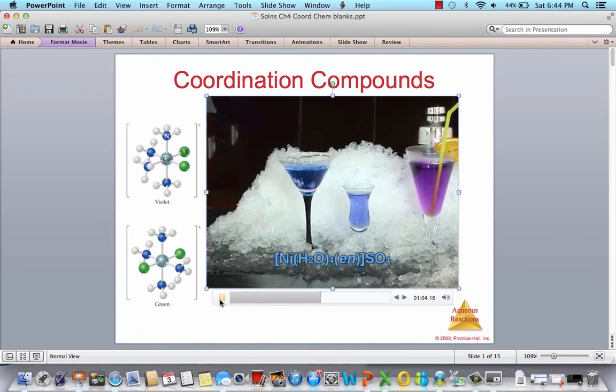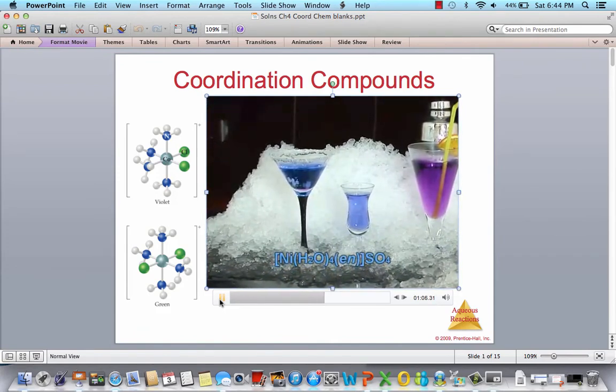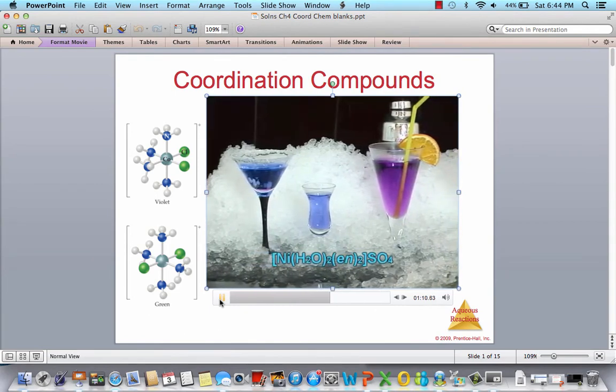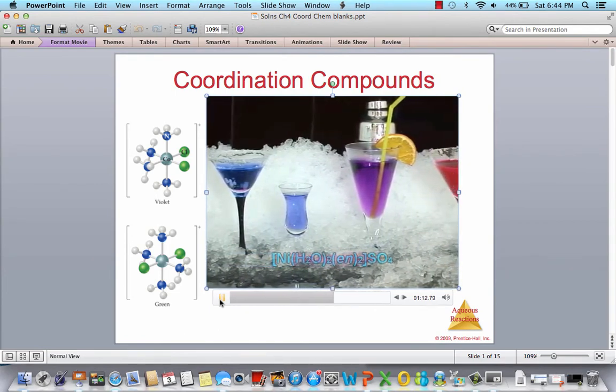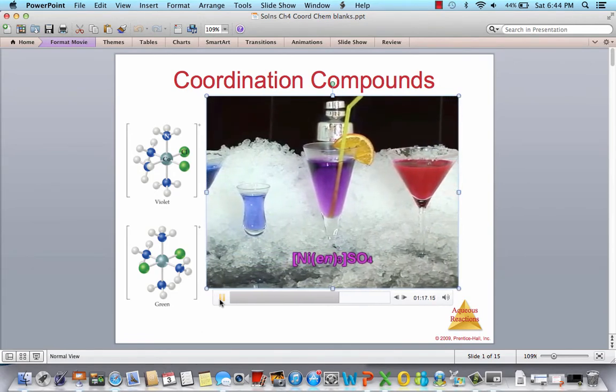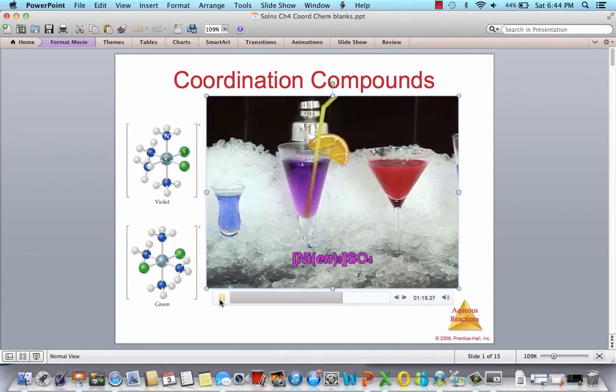Here it looks like nickel is bonded to 4 water molecules and a sulfate ion. And as we scroll across, they are bonded to different substances. These are called ligands.